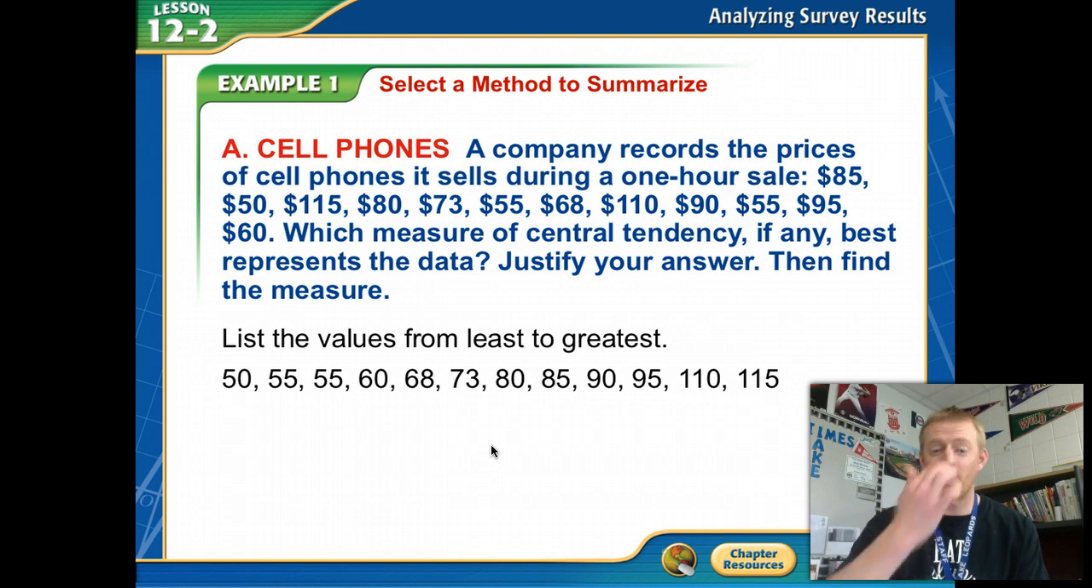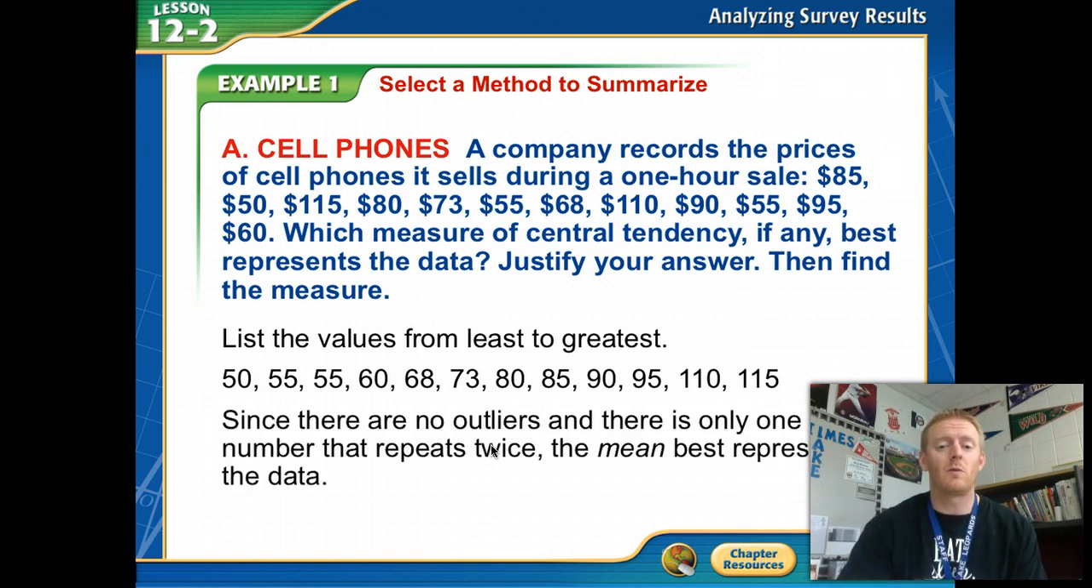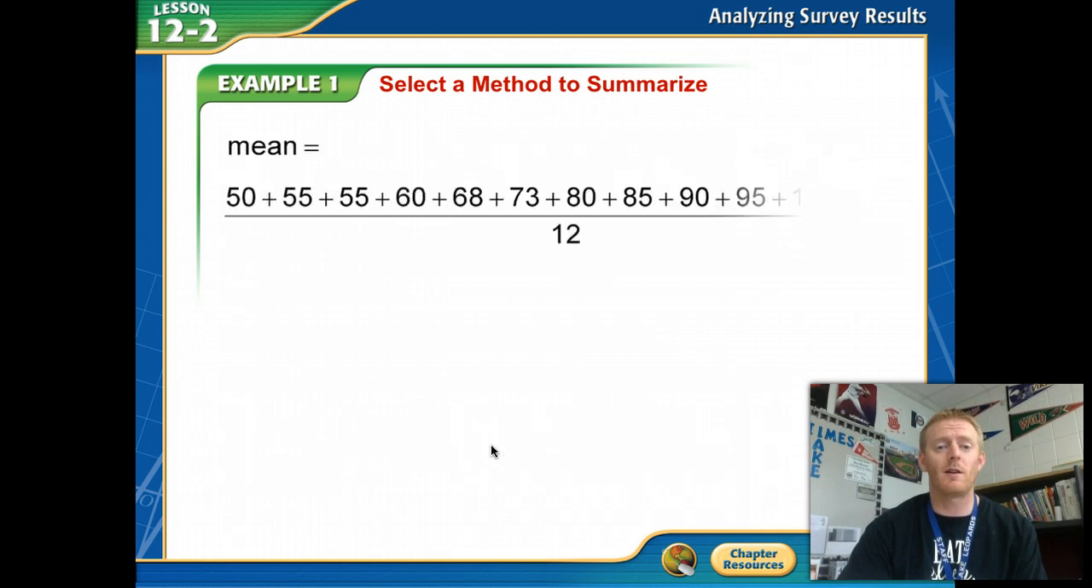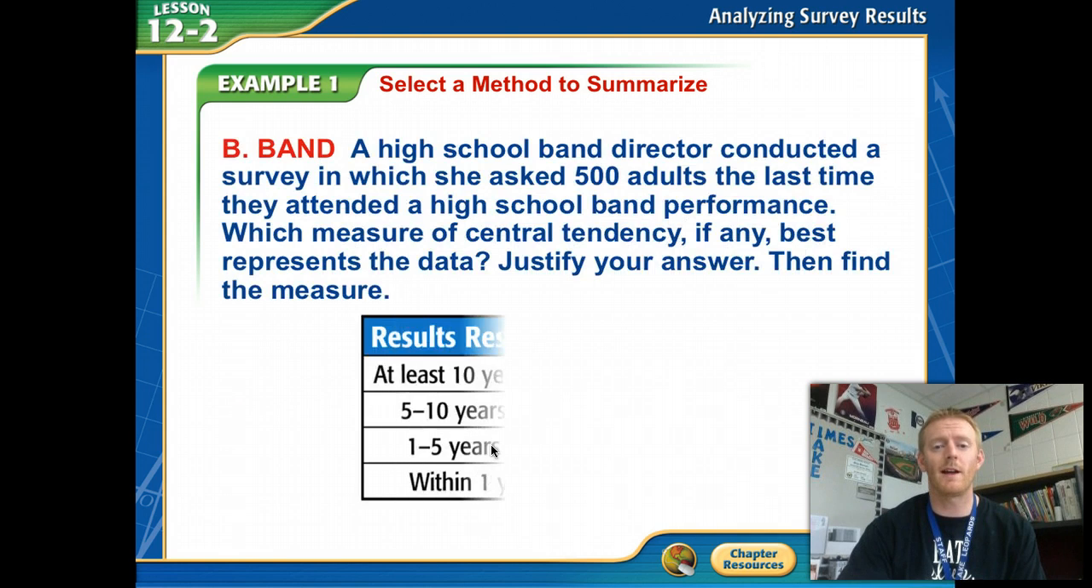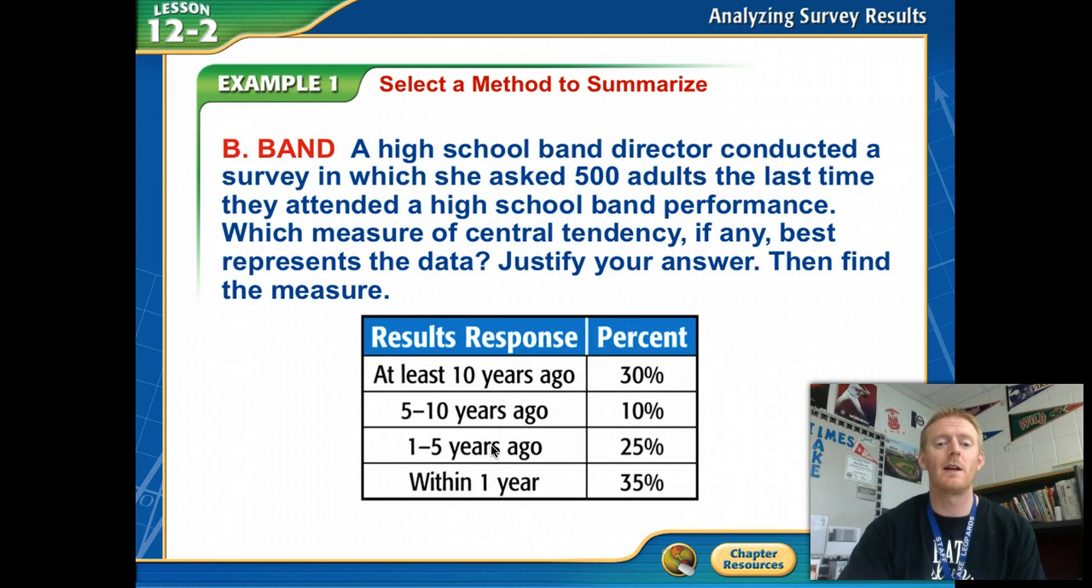So because of this, I'm going to be using the mean. When we use our mean, that's going to help us to figure things out. There are no outliers, and the mode only repeats itself twice. So mean is going to be the best number for us. So remember how to find mean? Well, you just add up all the numbers and then divide by the number of numbers. So when we do that work, the mean is $78, which would be in between that 73 and 80 like we were showing you.